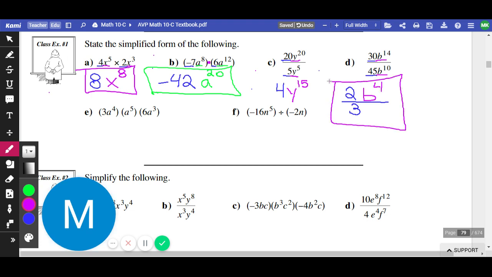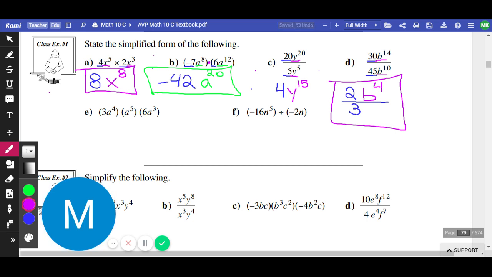So you have 2b to the power 4 divided by 3. It'll go to the side that has more. So if I started with more on the top, then it sort of goes to the top. If I started with more on the bottom, then it goes to the bottom.